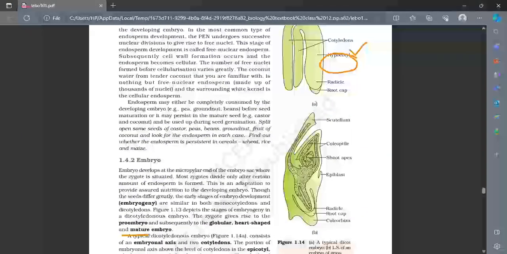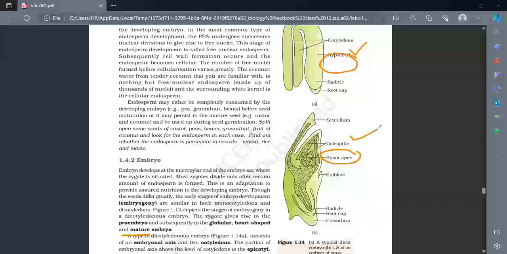The first is this region, the shoot apex, which is going to later become the shoot part. This whole shoot apex is surrounded by a structure called the coleoptile. The scutellum was the cotyledon, attached to the embryonal axis. Apart from that, you have the shoot apex region, and the layer covering the shoot apex is known as the coleoptile.